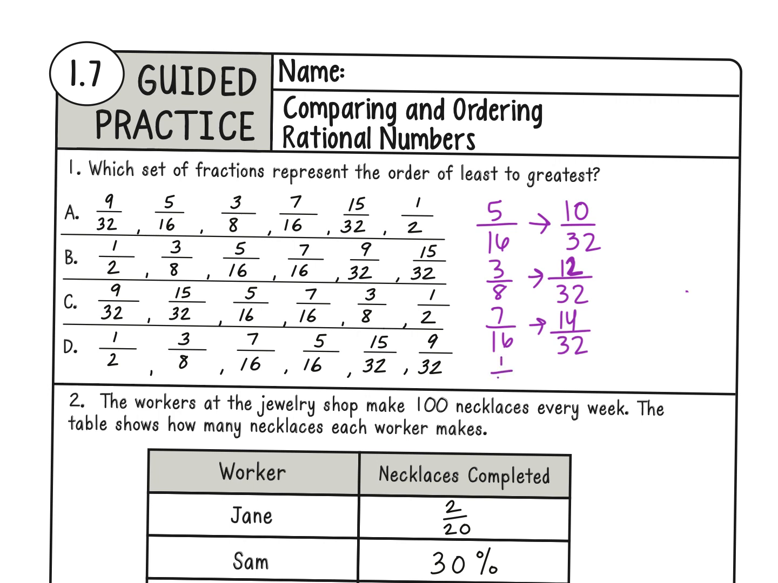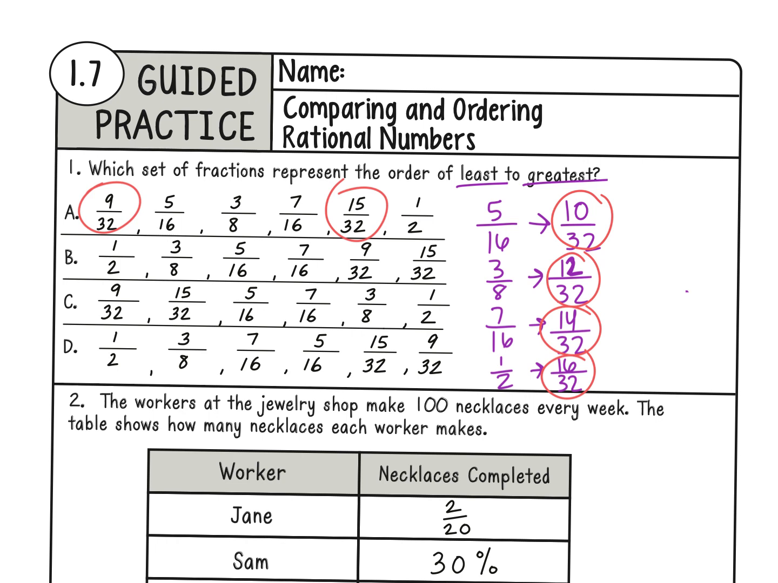And then we all know 1/2. It's just got to be 16. Okay, so these are the fractions that I'm working with. So if I'm trying to order from least to greatest, I want to focus on these fractions here, plus the ones that are already out of 32. So I'm looking at all 4 of those.